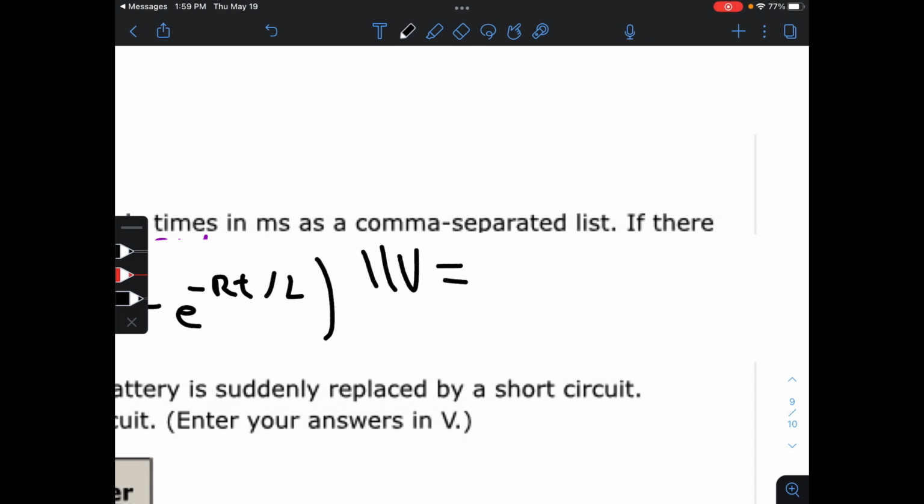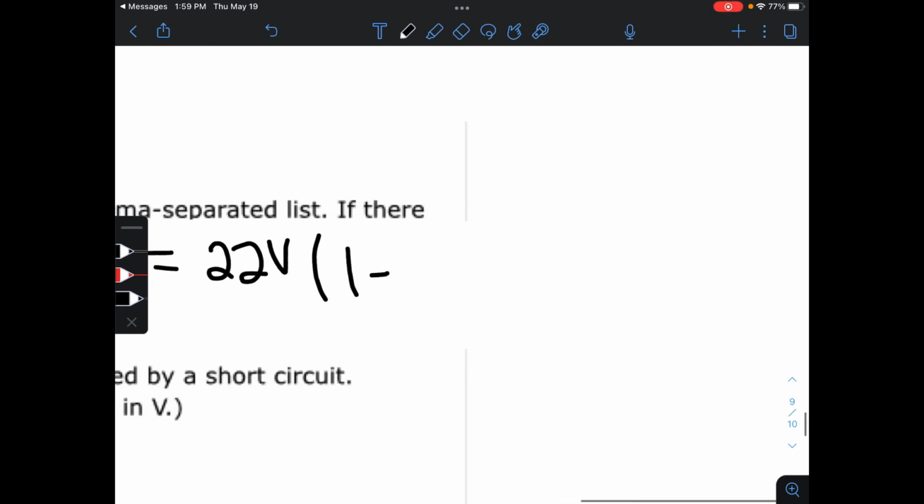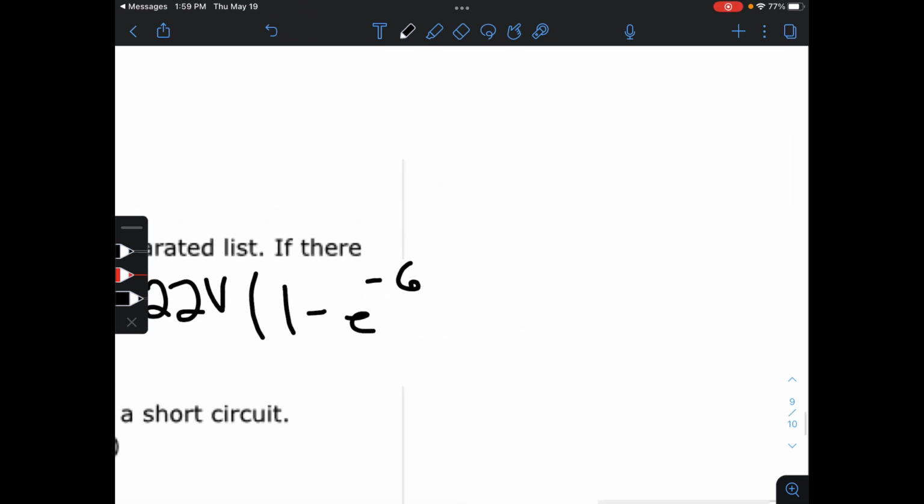RE over, okay, 22 volts. Because the R's would cancel and the total E is 22 volts, and then 1 minus E, and this is where we start plugging stuff in. So our RT, we don't know T, but we do know our resistance, which is 6. Did I put a negative sign up here? I did, okay. Negative 6 ohms.